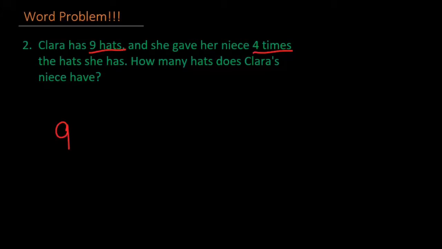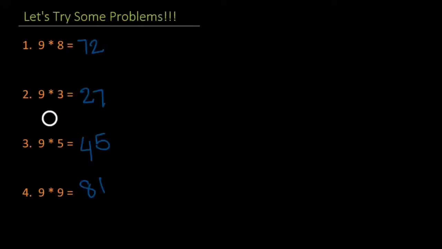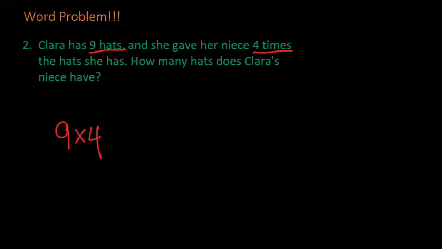So let me get another color. It has times. When it says times, that means you have to multiply. Times means multiply. So this becomes 9 times 4 because she gave her niece 4 times the hats that she has, and she has 9 hats, so it becomes 9 times 4. Now we apply the rules that we did for all these problems. So we have a question mark and a question mark.